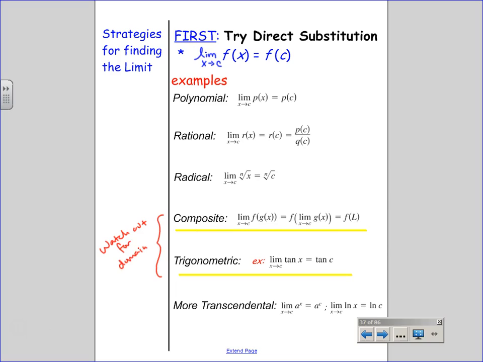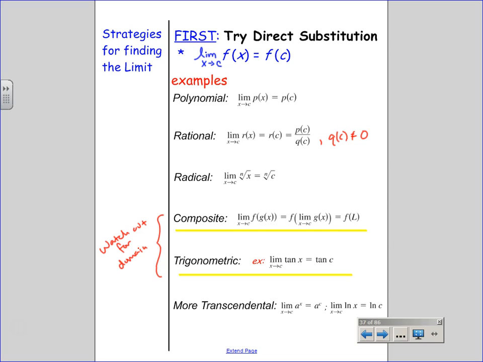But for the rest of them, polynomials are always well behaved. Rationals are always well behaved as long as q of c is not equal to 0. But we already talked about that one on the page before. Watch out for the denominator. Radicals are always well behaved as long as it exists and isn't imaginary. If it's imaginary, we're in trouble. We'll just say DNE. But they shouldn't give you one that's going to imaginary numbers.